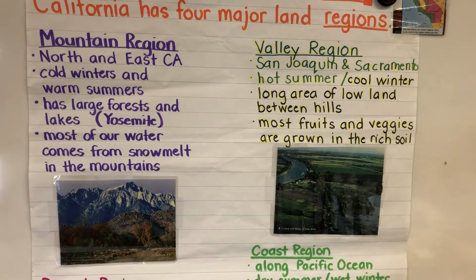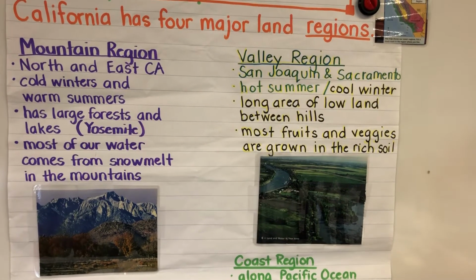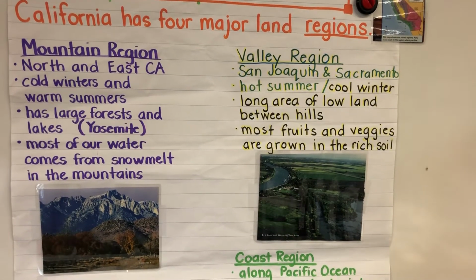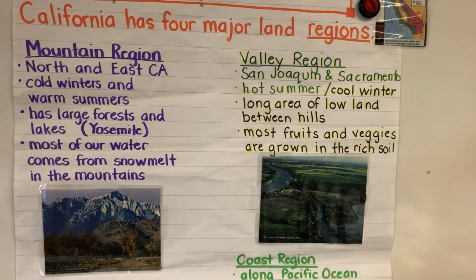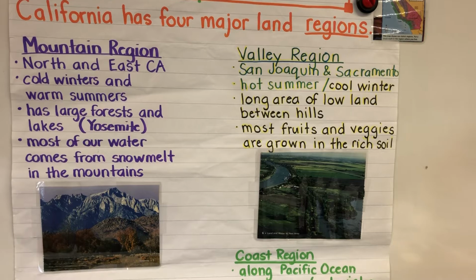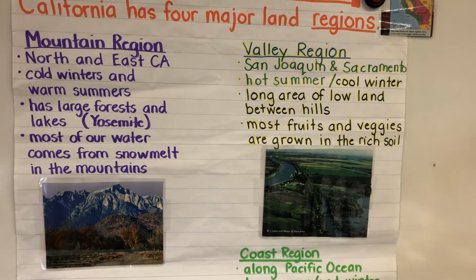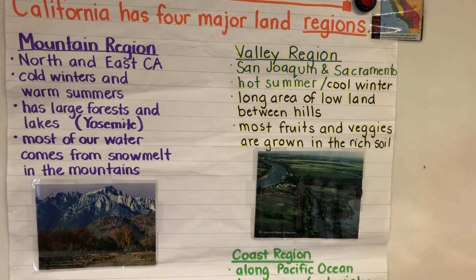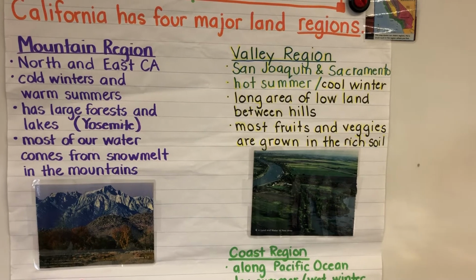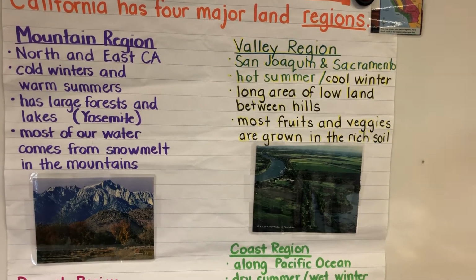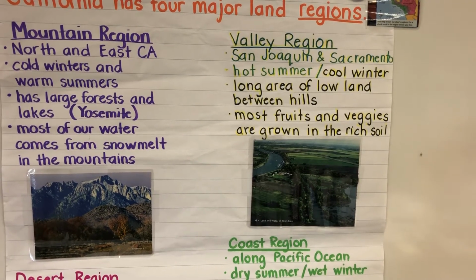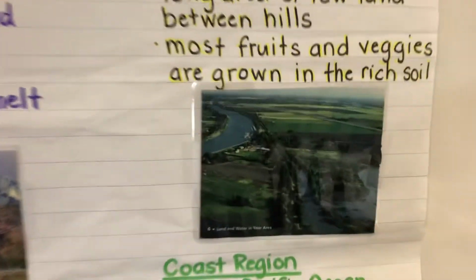All right. Another region is the valley region. That has the rivers of the San Joaquin and Sacramento rivers, which we did on our map. They typically have very hot summers and cool winters, not cold, not snow, just cool. A valley, as you know, is a long area of low land between the hills. Most of our fruits and vegetables are grown in the rich soil of the valley.